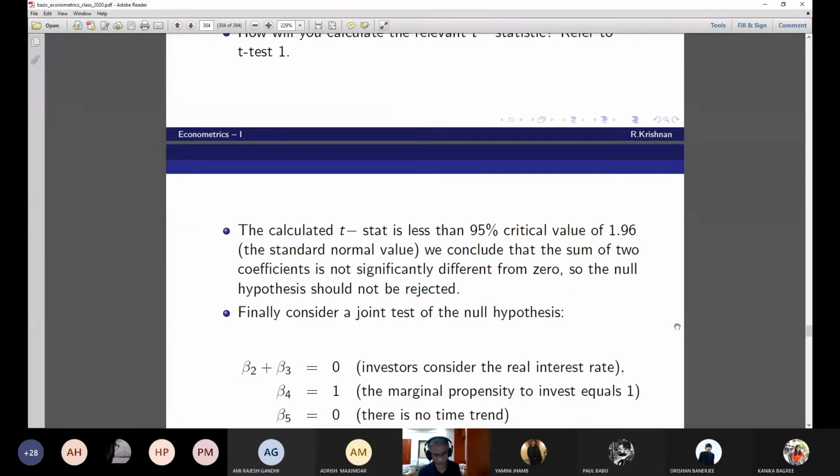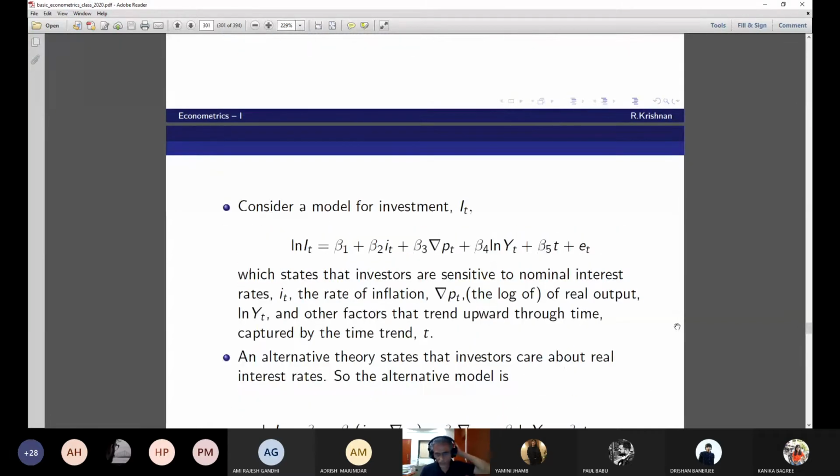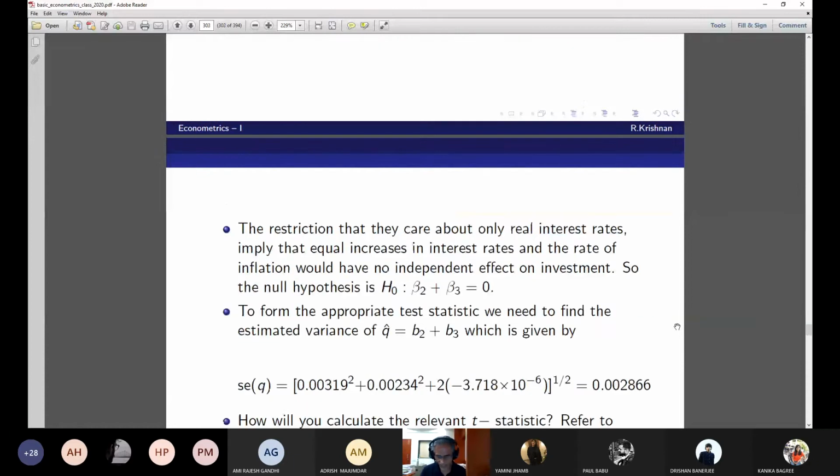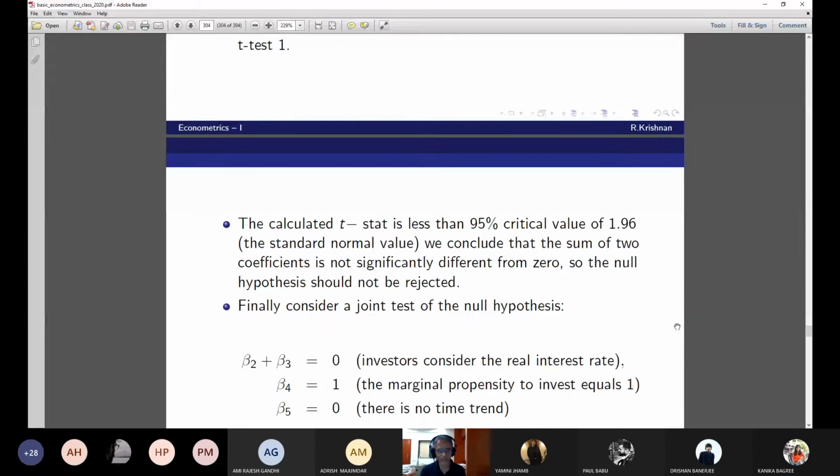And this is the meaning actually. Suppose I give you this model, and the basic economics is necessary, and I ask you to find the restriction. If I say investors consider the real interest rate, what should be the restriction? And if I say the marginal propensity to invest equals 1, what should be the restriction? And the time trend is excluded, what is this restriction? This is called an exclusion restriction. So that way also is possible. So basic economics also is necessary.